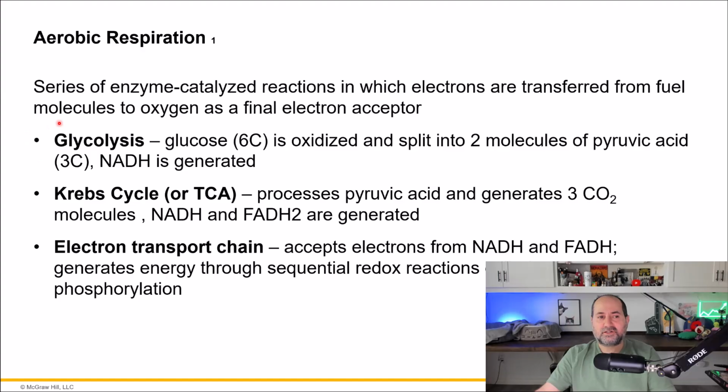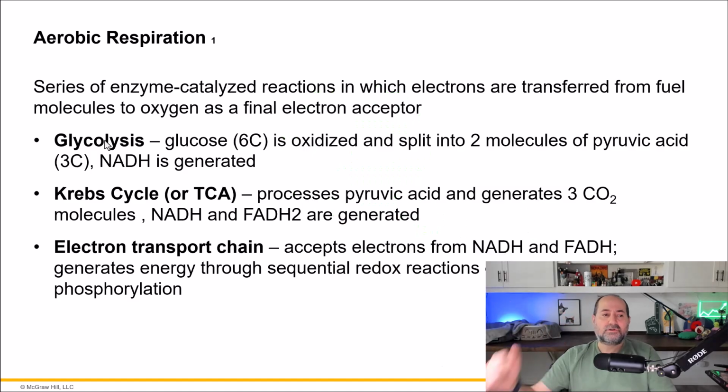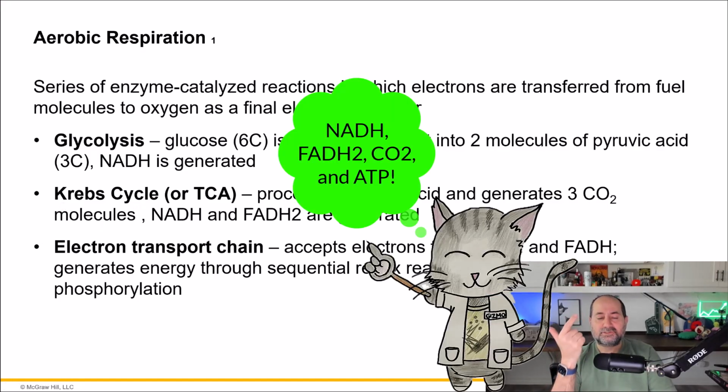The products of glycolysis, remember, are NADH, ATP, and pyruvic acid, aka pyruvate, right? Your textbook calls it pyruvic acid. Many textbooks call it pyruvate. It's the same thing. And what were the products of the Krebs cycle? Remember the Krebs cycle? The products are NADH, FADH2, CO2, ATP, right? And I believe that was it. Okay, so those are the products of the Krebs cycle.